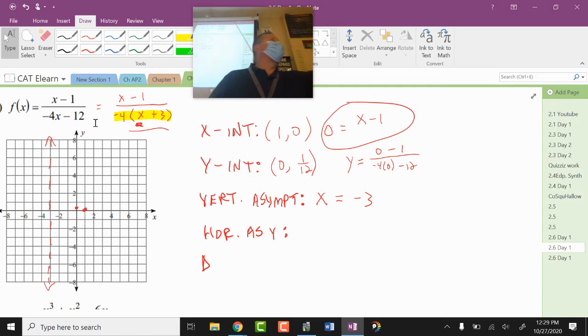Can someone help her? Go ahead. What kind of 1 over 4? -1/4. So the horizontal asymptote is y equals -1/4.